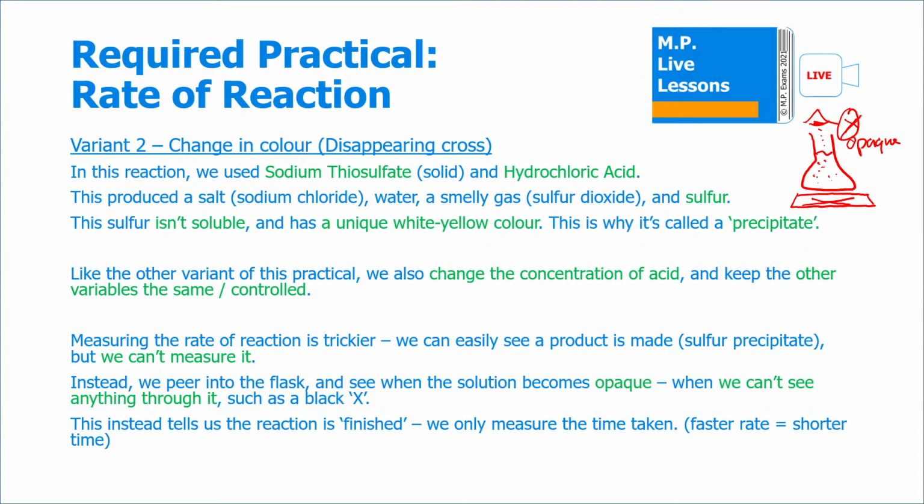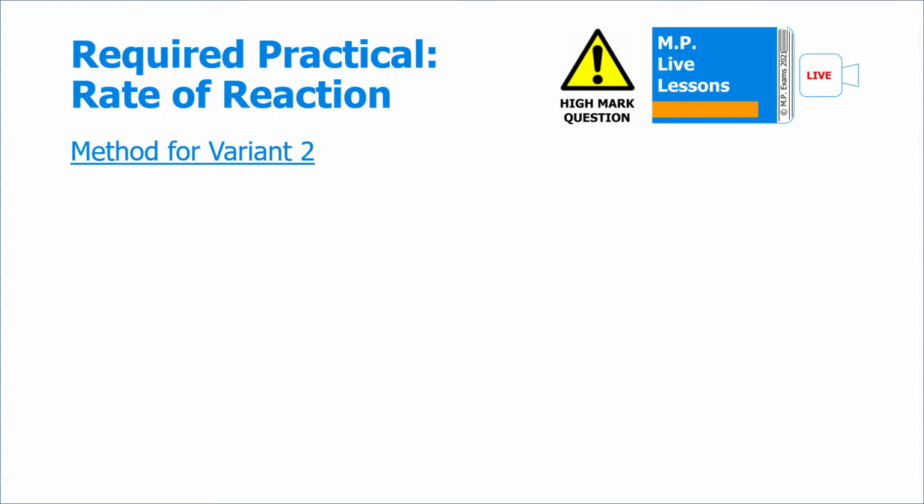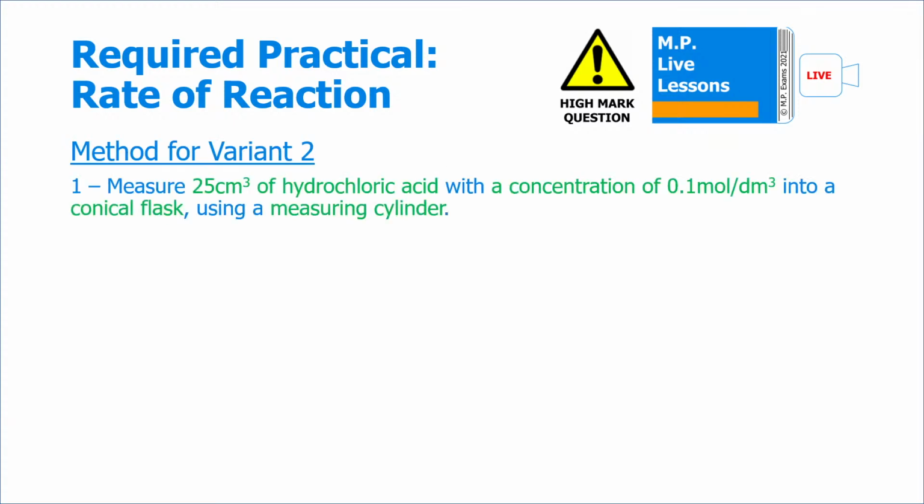Now, we have a similar method again, but we're going to change bits of the method. So again, we measure a set volume of hydrochloric acid with this concentration, 0.1 moles per cubic decimeter, into a conical flask, and we use a measuring cylinder to measure out this volume.